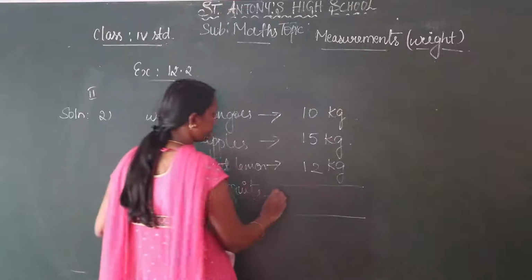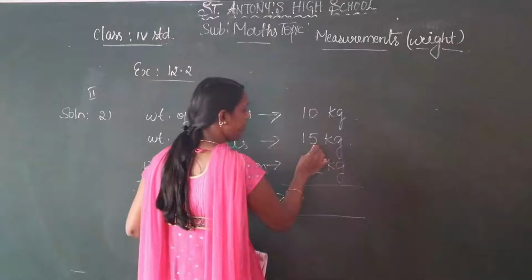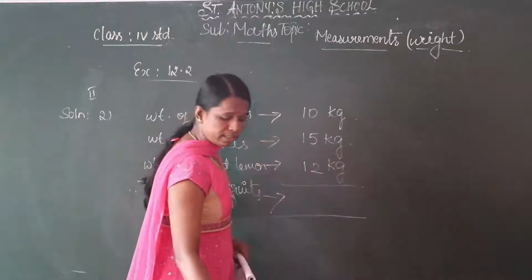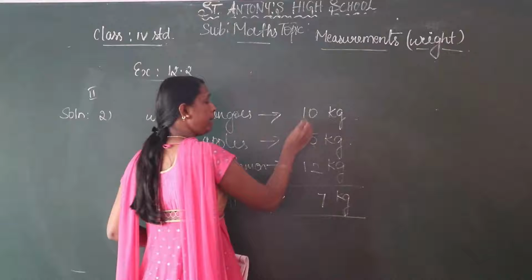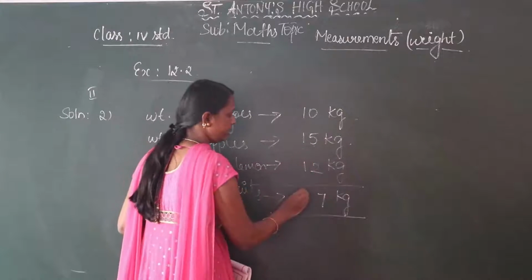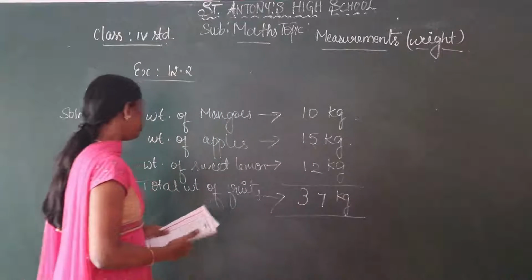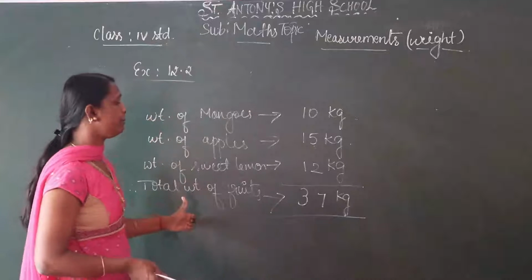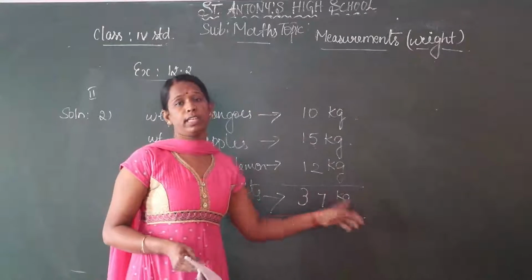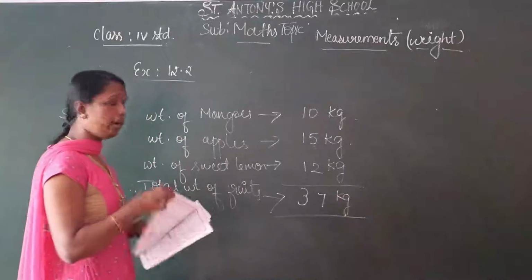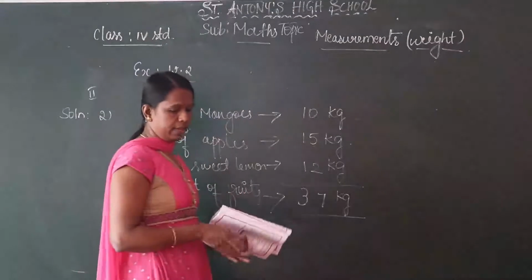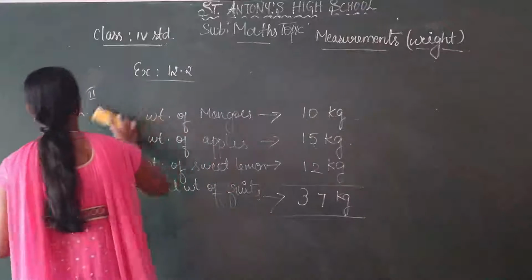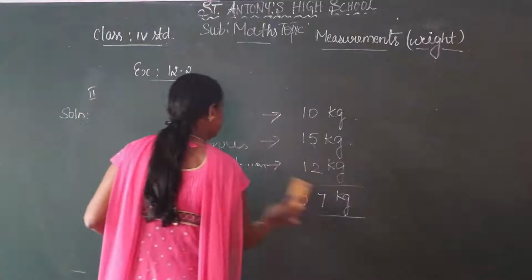is equal to 0 plus 5, 5. 5 plus 2, how much? 7. 1 plus 1, 2. 2 plus 1, 3. So therefore, the total weight of all these fruits are 37 kg. Clear children? So you have to write one by one the given weights. Okay. One more sum we have to do here.